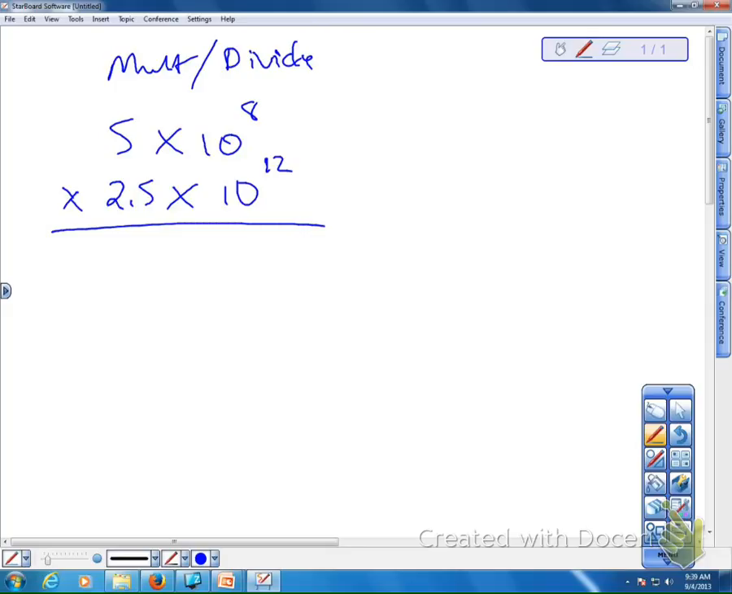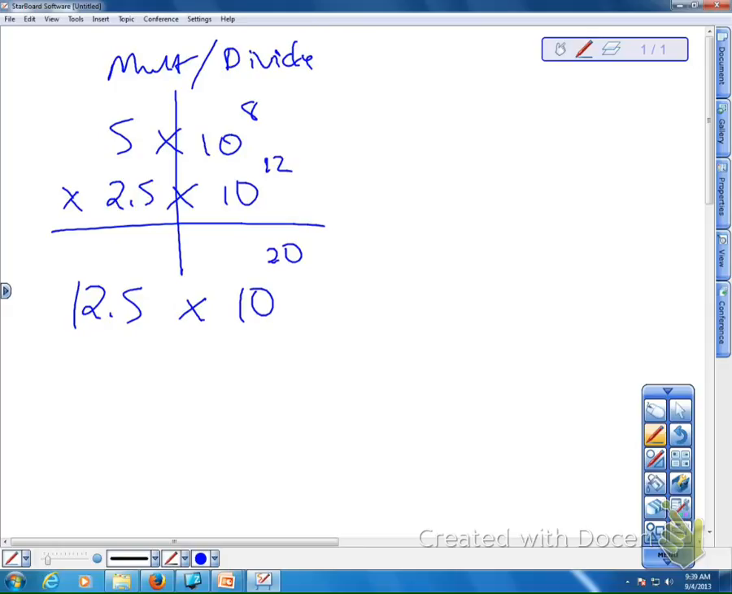Now, we don't have to worry so much about place values lining up when we multiply and divide, so all we have to do is turn this problem into 2 halves. We're going to multiply the numbers together, the measurements. So 5 times 2.5 comes out to be 12.5. And then when you multiply and divide, you just add the exponents like you learned from math class. So 8 plus 12 is 20. And you've done the math.